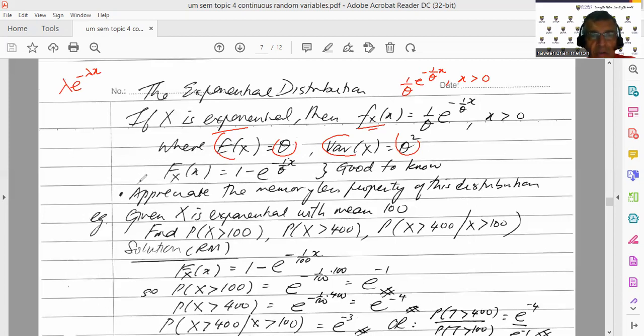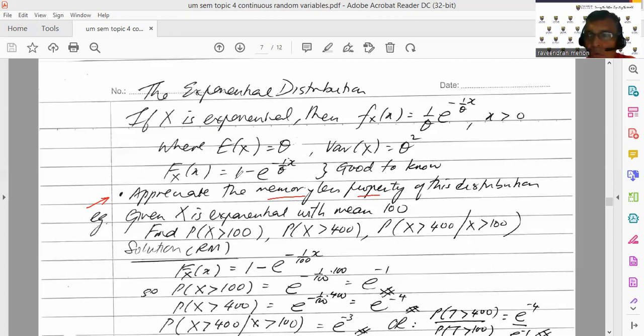The CDF, you can derive this yourself. The CDF is just 1 minus e to the power minus 1 over theta x. So this one, if you don't remember it, you can easily derive it. Great. Let's do an example. Before that, there is an important idea that we talk about when we deal with the exponential distribution, and that's the memoryless property. You'll see that in a few minutes.